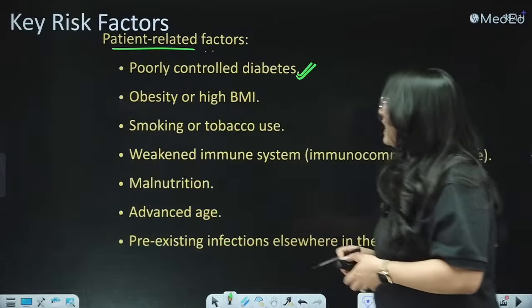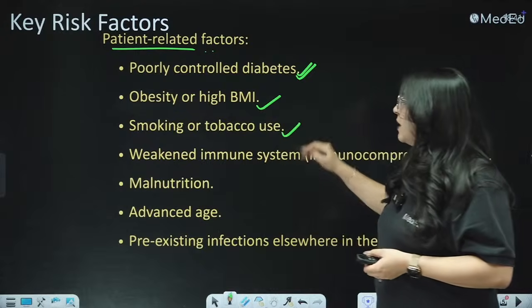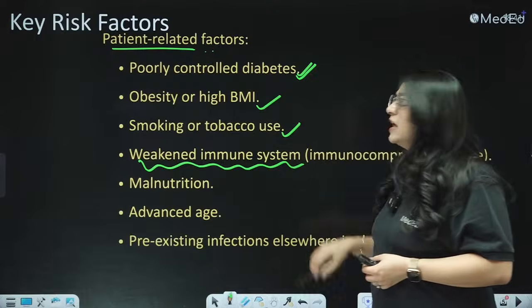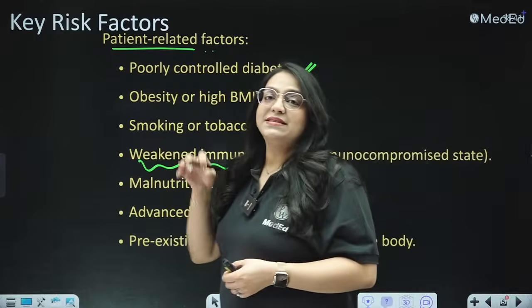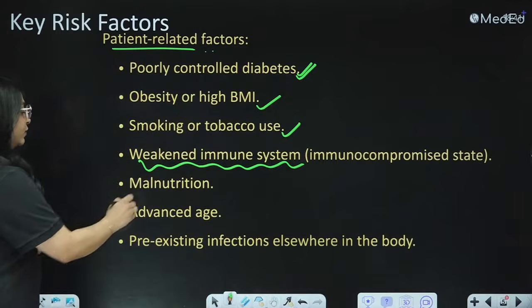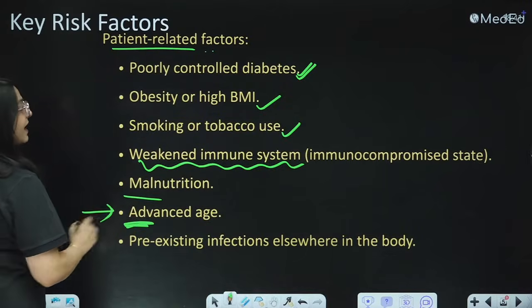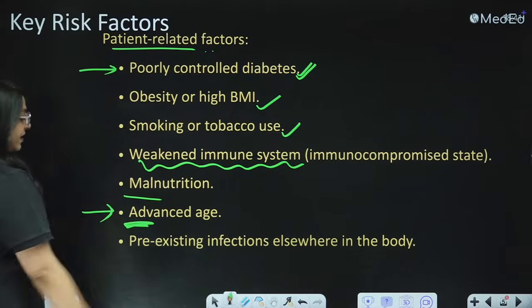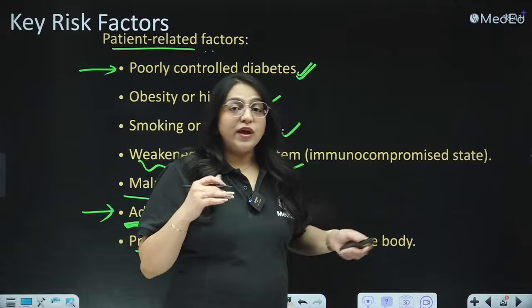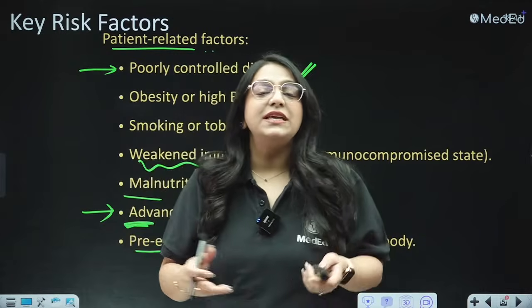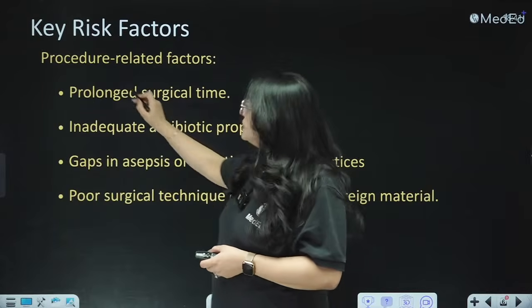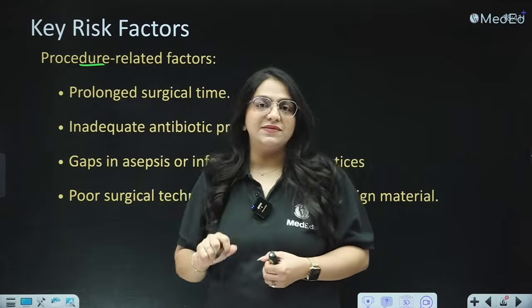Okay. Then obesity and high BMI, tobacco, smoking use, etc. Everything is pointing towards a weakened immune system. So basically any immunocompromised state is going to be a risk factor for the patient to contract SSIs. Malnutrition, advanced age. So this is a risk factor in our patient. This is a risk factor in our patient. Pre-existing infections elsewhere in the body. So now you cannot just simply put everything on the patient, even though our patient had two of the risk factors, but then there are also certain procedure or surgery related risk factors which are associated.